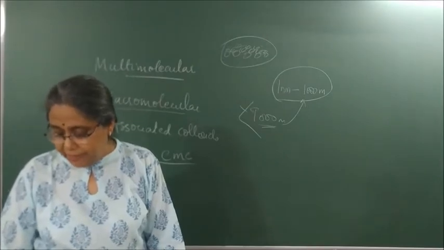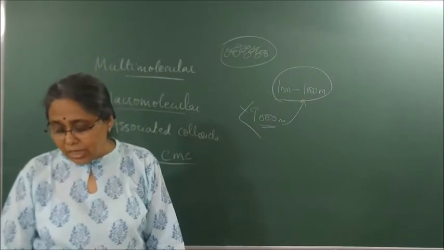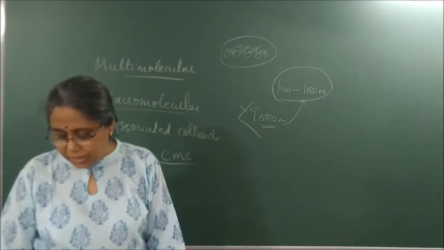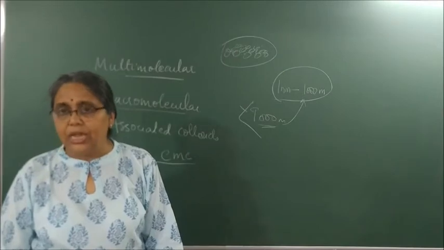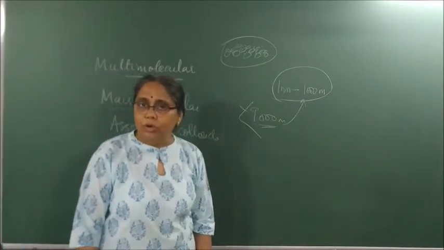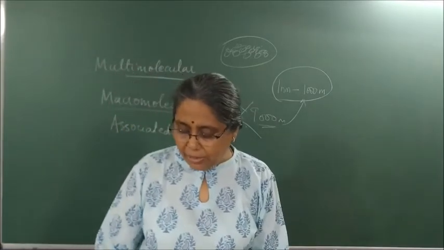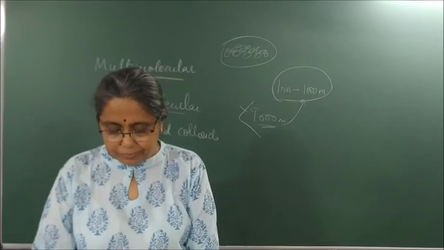Gold sol contains particles of various sizes having many atoms. Second, sulfur sol consists of particles of thousands or more of S8 sulfur molecules. So multimolecular colloid examples are gold and sulfur sol. Now let us come to what? Macromolecular colloids.